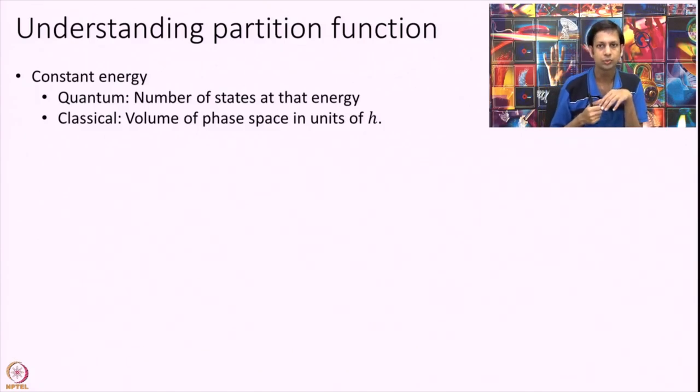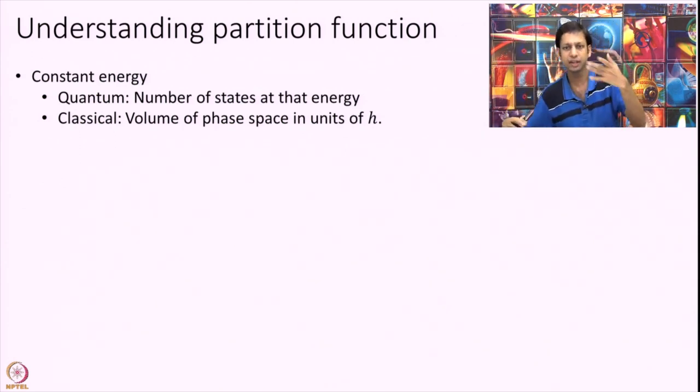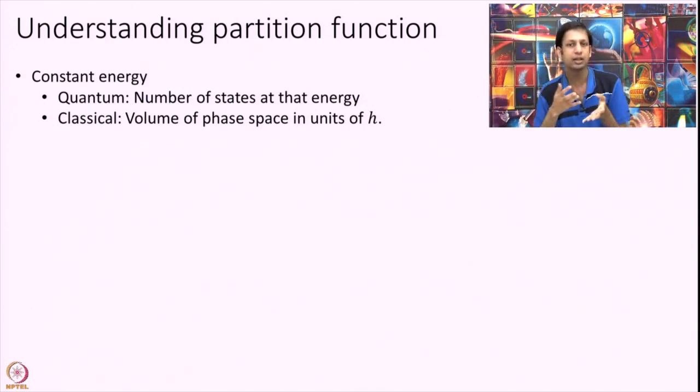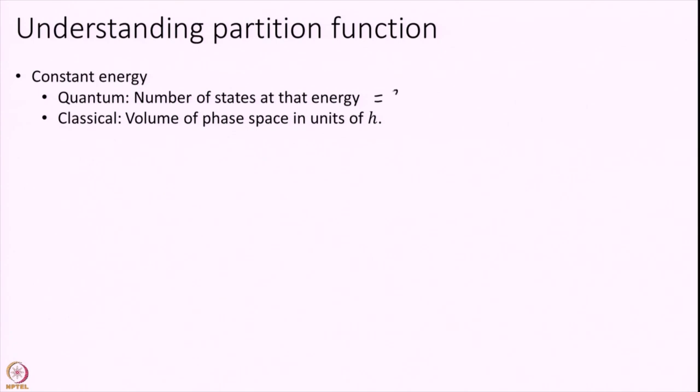Now we have looked at the different partition functions. I want to spend a few more minutes explaining how we understand partition functions. What is the meaning of partition function? What we have been looking at is a partition function at a given temperature, with beta. Actually, you can also define a partition function at a given energy, and that is simply the sum over states of that energy. Quantum mechanically, the partition function at a given energy would simply mean the number of states at that energy, which is exactly the same as the degeneracy. So that is what partition function at constant energy means.